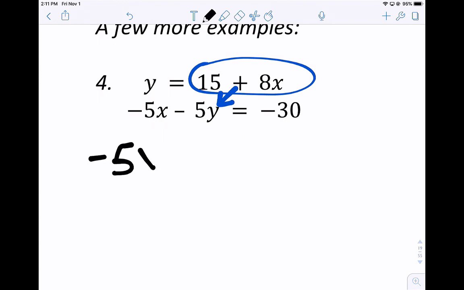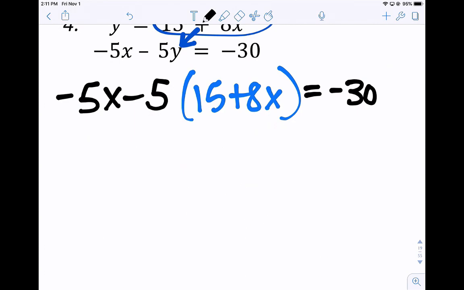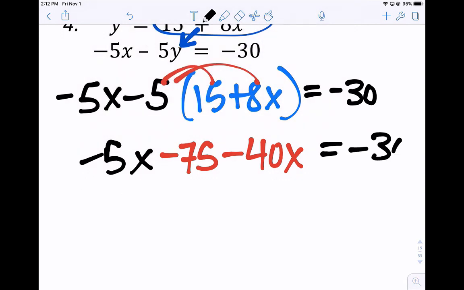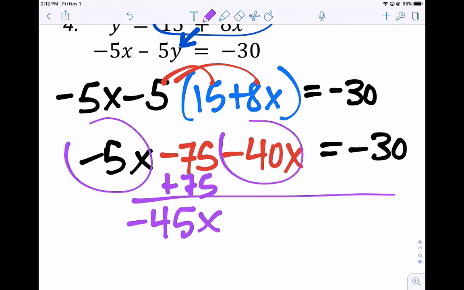Negative 5x minus 5, plug in 15 plus 8x equals negative 30. Okay, now we have just x's, so we can solve. So we'll have some distributing to do, but leave the negative 5x. And then we distribute the negative 5. Negative 5 times 15 is negative 75. Negative 5 times 8x is negative 40x. And that equals negative 30. We'll combine like terms. So if we add our x's together, we get negative 45x. Let's add 75 to each side too.